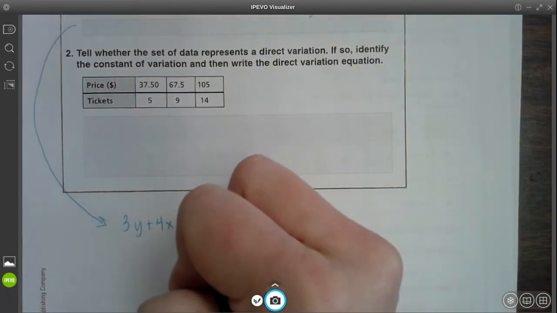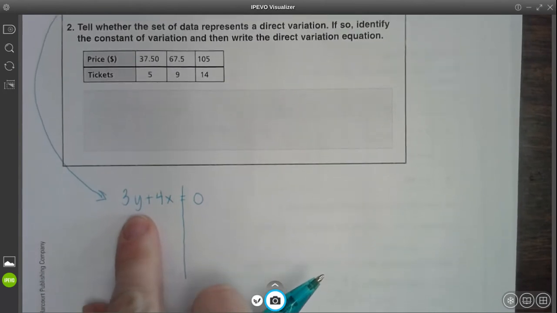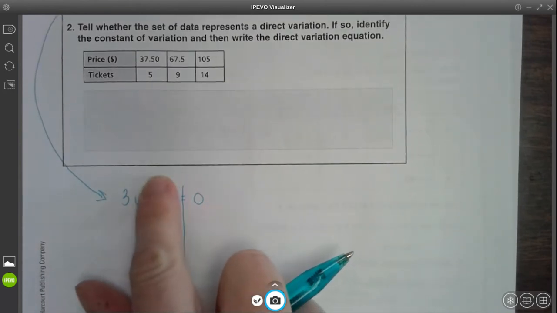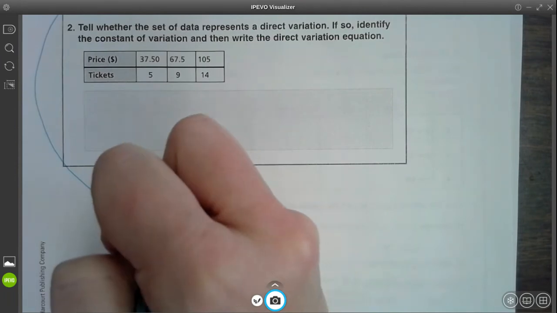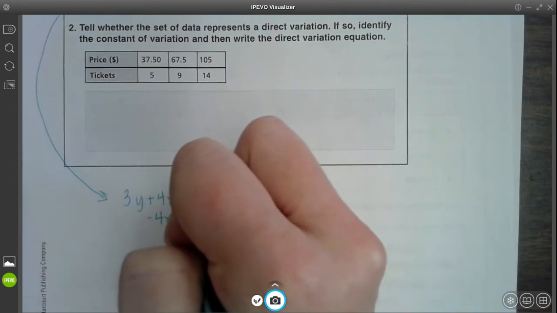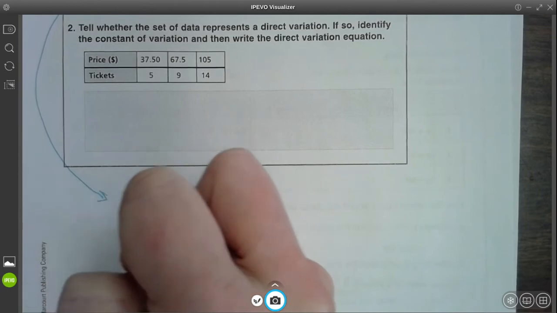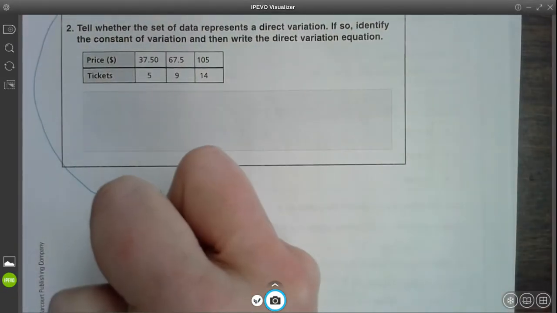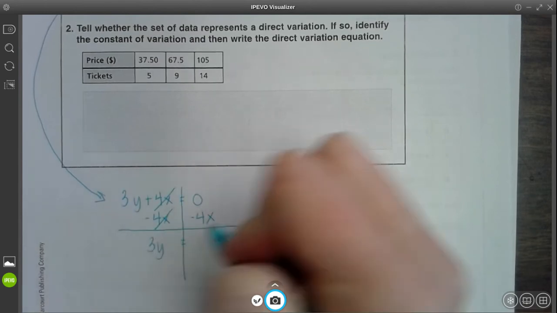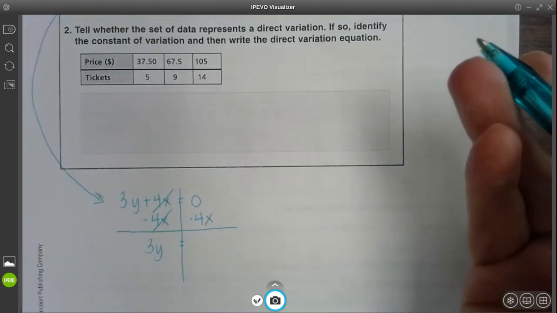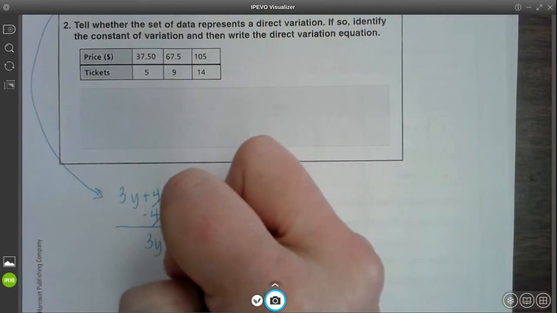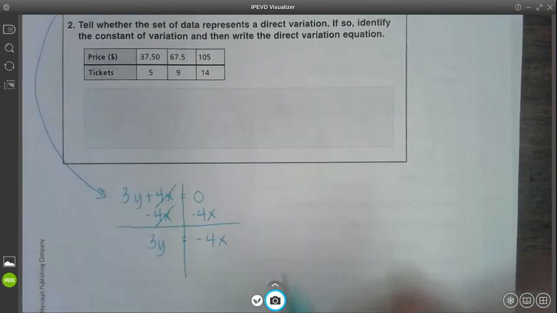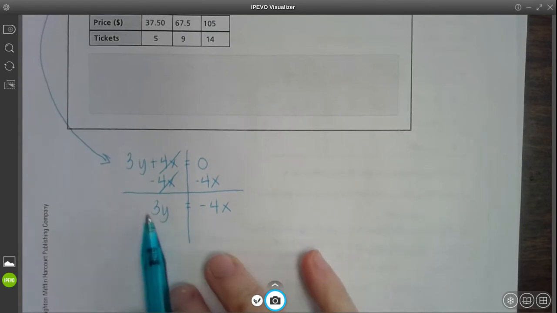So the first thing I'm going to do here to solve for y is I need to move this 4x. And I'm going to do that by subtracting it. Okay, so that is going to go away. And now I'm left with 3y on the left side. And on the right, 0 minus 4x. I don't even really need that 0, so I can just rewrite this as minus 4x, which is the same as negative 4x.